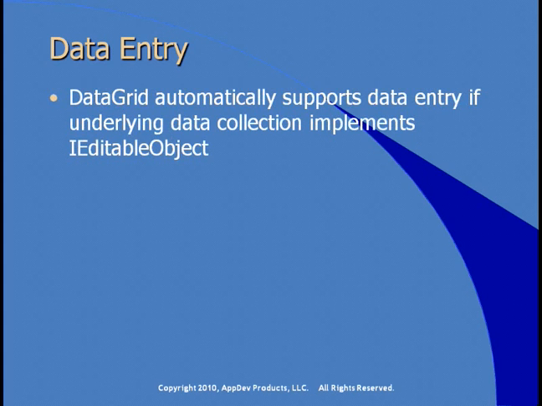The data grid automatically supports data entry as long as the underlying data collection implements IEditableObject. So if your data grid is based on a data table from a data set, then you can have data entry. If you're using a LINQ to SQL query, then you can have data entry. So as long as your underlying data collection implements IEditableObject, data entry in the grid is automatically turned on.